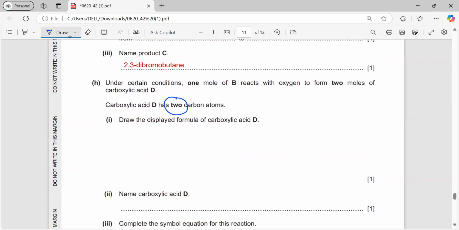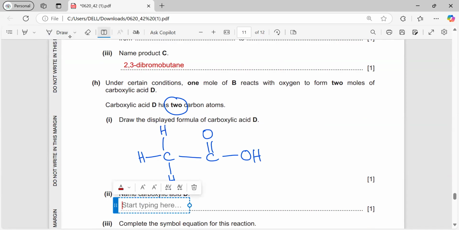Now it contains only 2 carbon atoms and a carboxylic acid group. So we have 2 carbons, and on 1 carbon we can draw the carboxylic acid group, which is double bond O and OH, and then we can attach the rest and complete the valency with hydrogen. Name the carboxylic acid D. So carboxylic acid D is ethanoic acid.